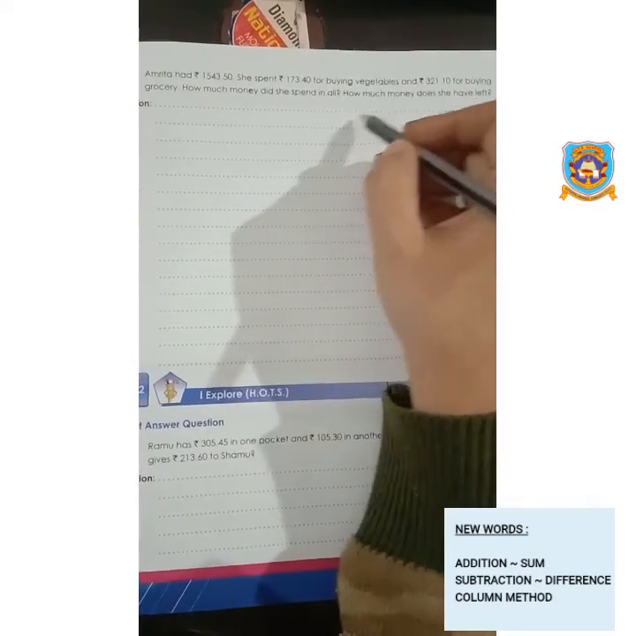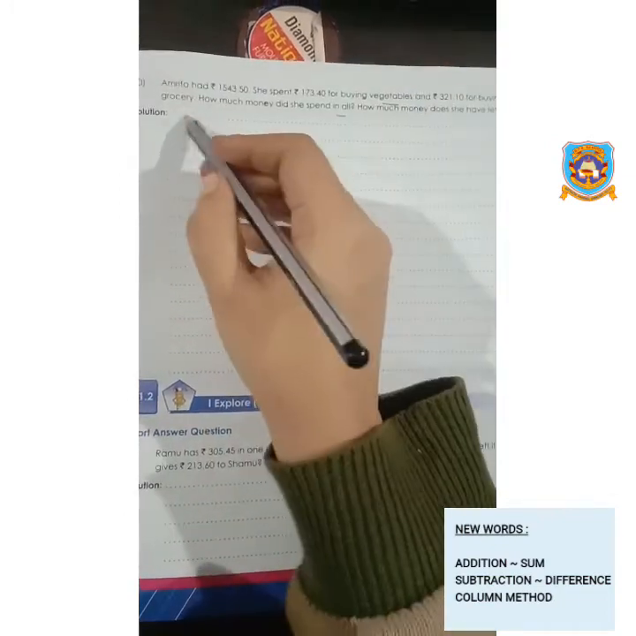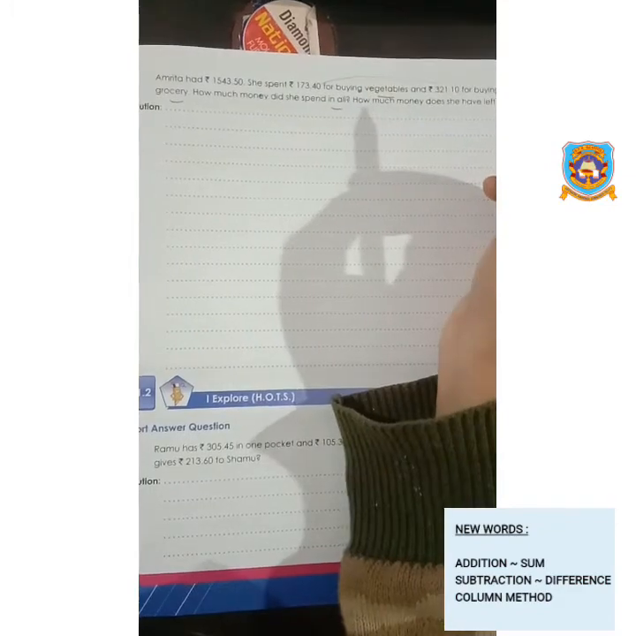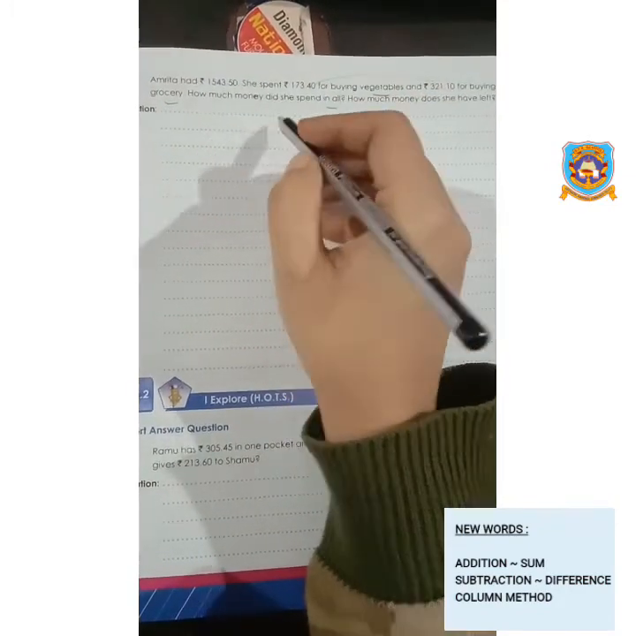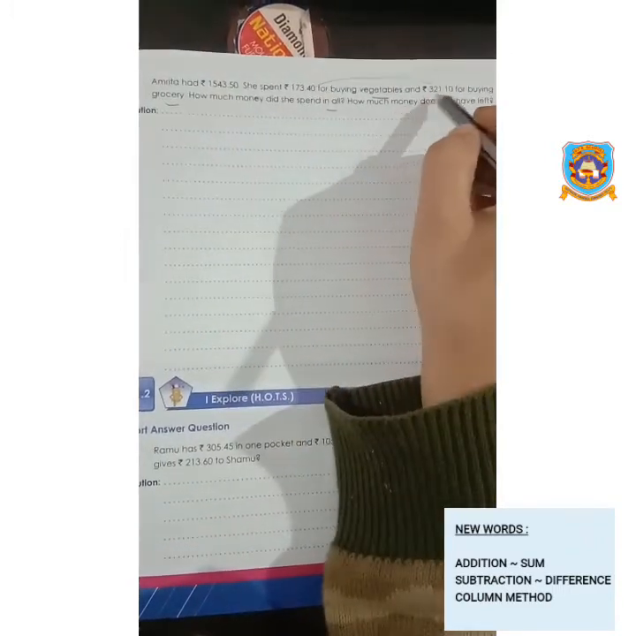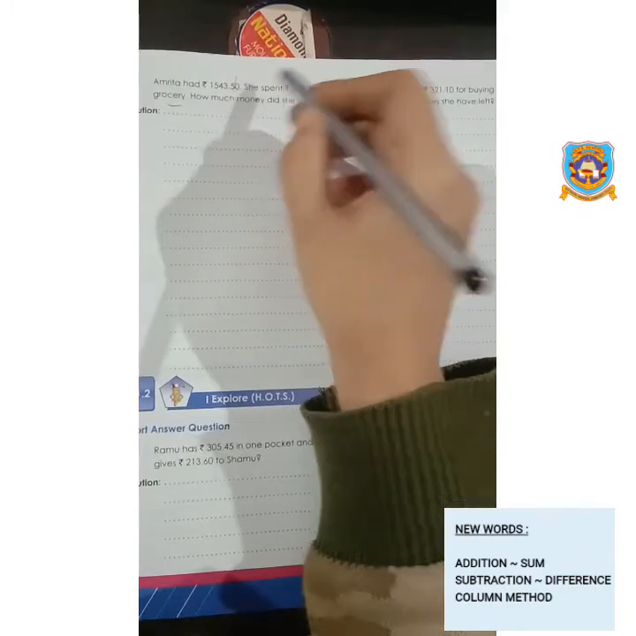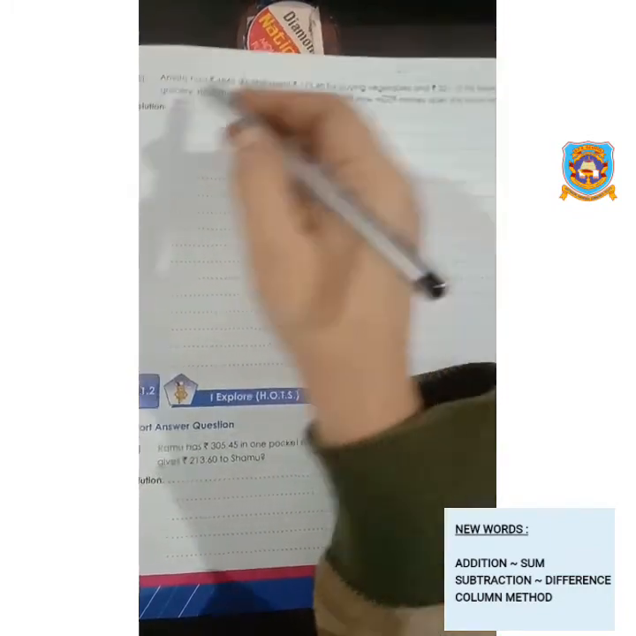Okay, so the amount she spent in all is for buying vegetables and grocery. So first you have to add these two amounts, and the amount that she is left with after spending, that is, whatever amount you get after the addition, you have to subtract from the total amount. You have to find the difference. So children, you do this by yourself.